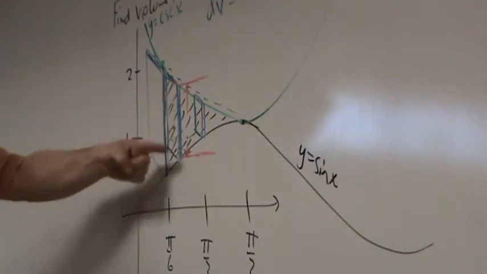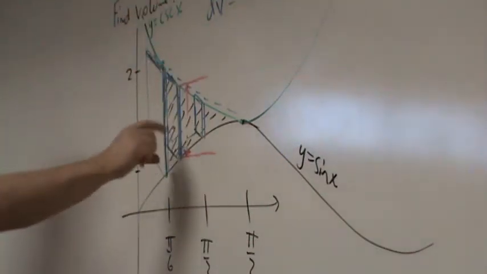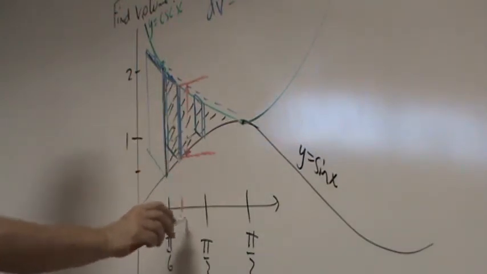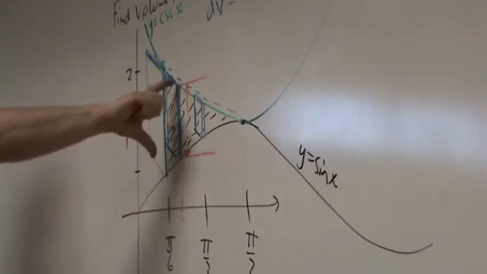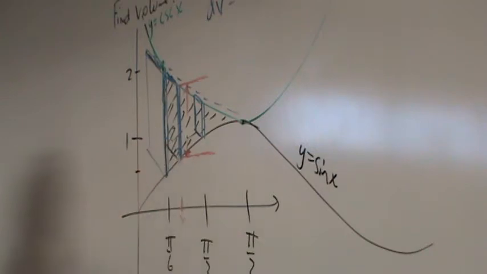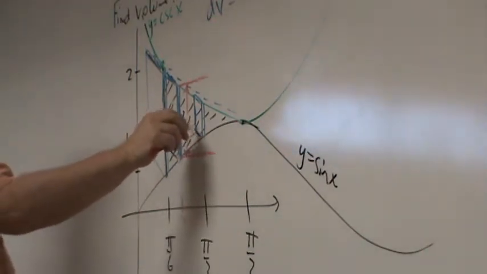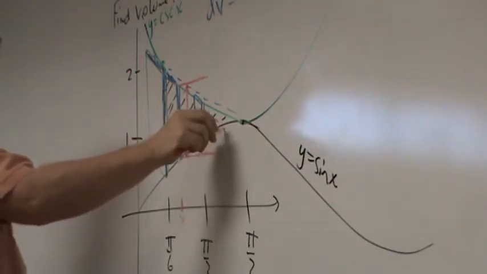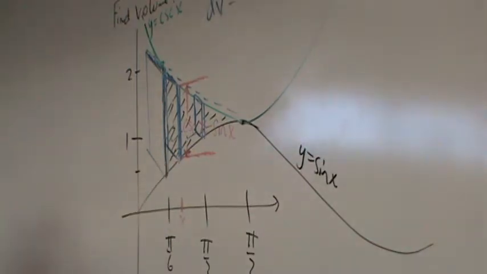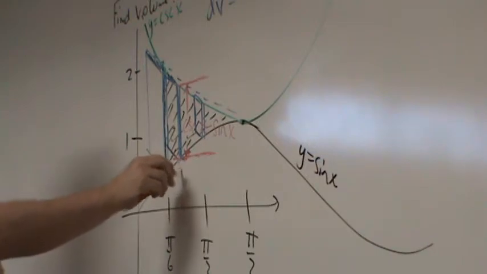I'm going from the cosecant graph to the sine graph. Whatever x value that is, the length of one side of my square is that y coordinate minus that y coordinate. So this ends up being the cosecant of x minus the sine of x. That is the y coordinate of this guy minus the y coordinate of that guy. I hope you see that the thickness is still dx.